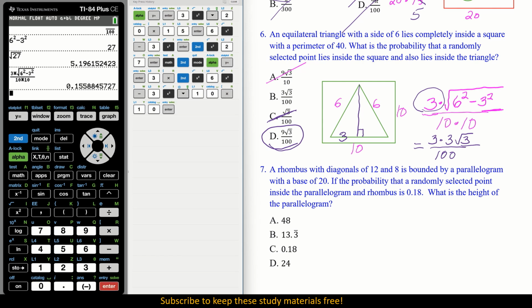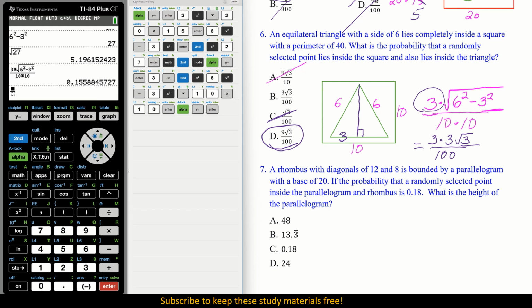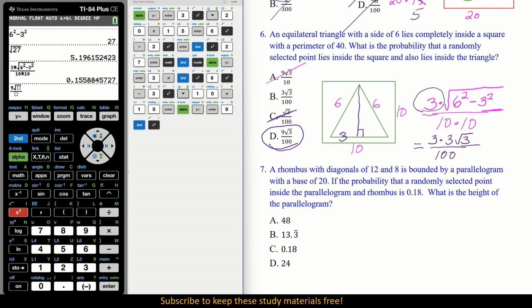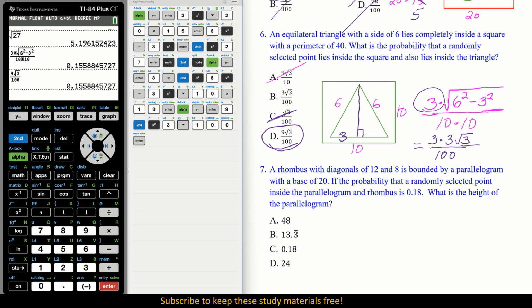Well, that's the decimal I get. Now let's take D and see if it gives me the same thing. Okay, so alpha y equals, push enter, that's 9. And we don't have to do the multiplication. You can just say second to get your radical, put in a 3, and then underneath 100, push enter, same decimal. We are correct. It's verified. Now you may have to think about what I did. I shortcutted a little bit there if you didn't notice, but it all worked out.